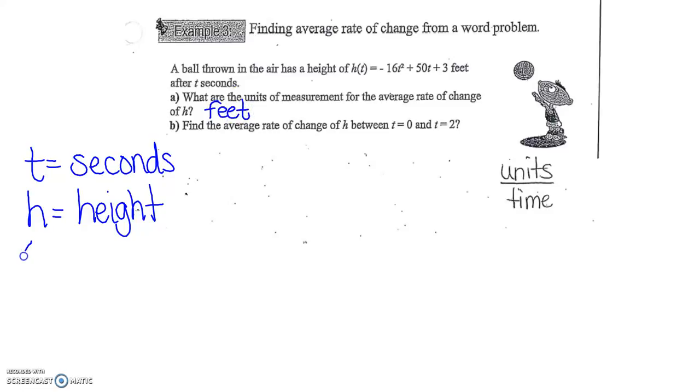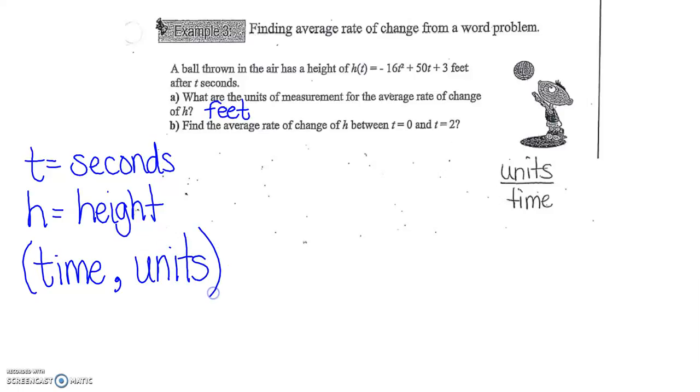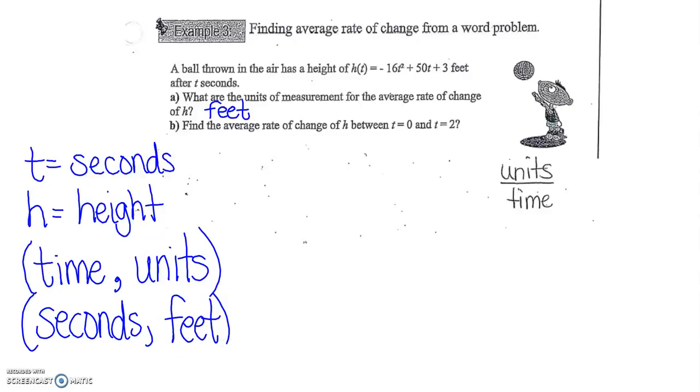So one thing to keep in mind, whenever you have an ordered pair, it's always time is your x coordinate, and then the units will be your y coordinate. So for this problem, the seconds are going to represent x, and the feet will represent the y. All right, so it says to find the average rate of change of h between t equals 0 and t equals 2. So t equals 0 is my x value. I got to find the y value. To find it, we're just going to use this equation.